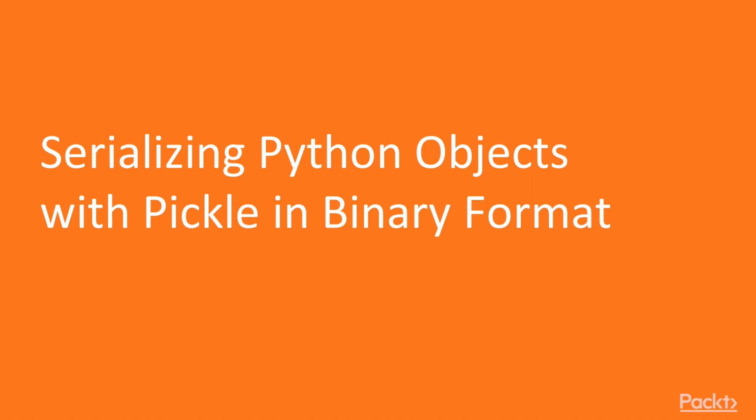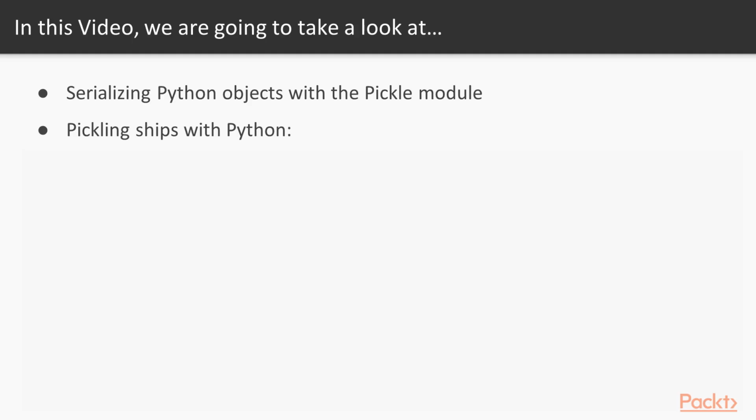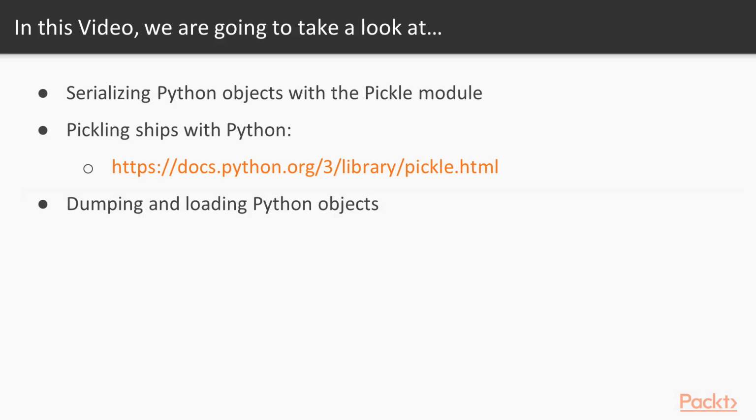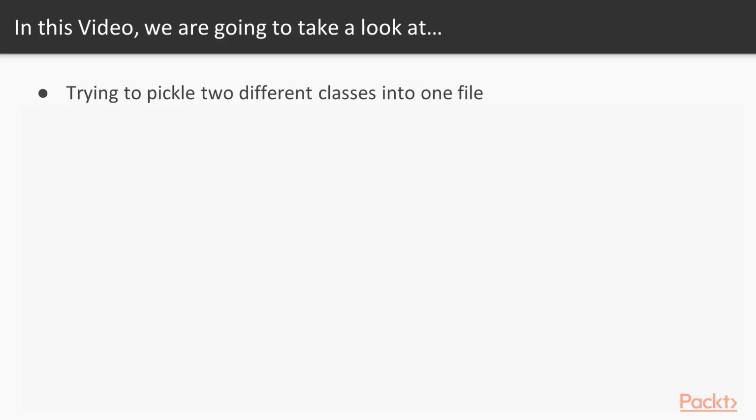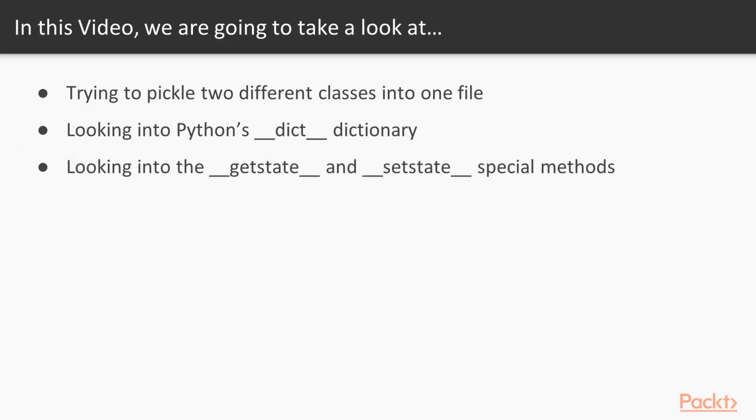So in this video, we'll be serializing Python objects with Pickle in binary format. Pickle ships with Python. Here's the official documentation from Python. We'll be dumping and loading Python objects. We'll be trying to pickle two different classes into one file. We'll be looking into Python's dictionary, and we'll also be looking into Python's getstate and setstate special methods.